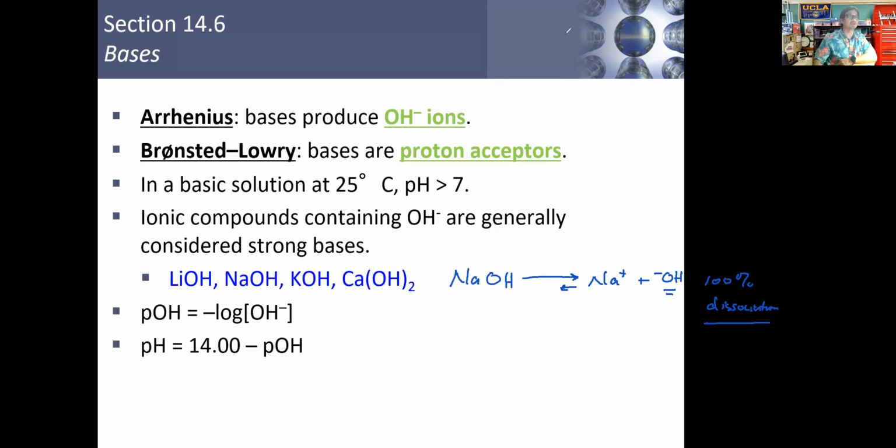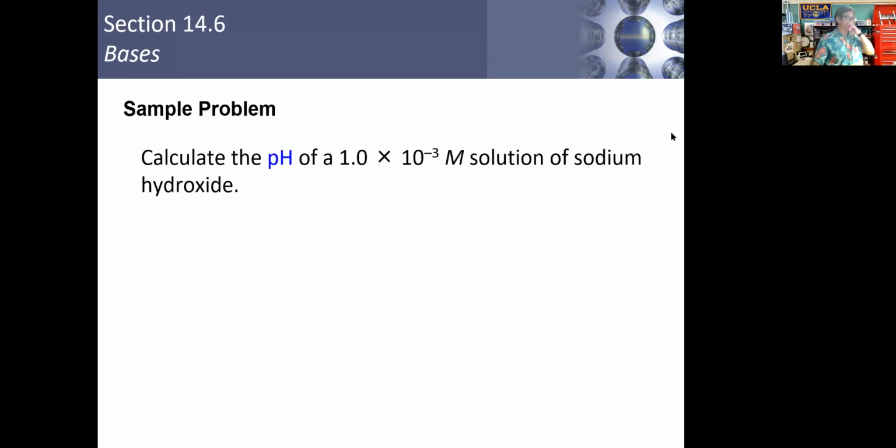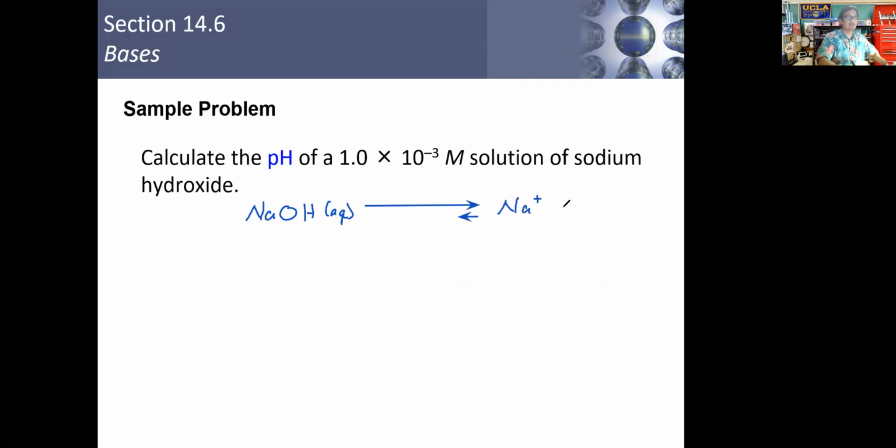So let's do a quick calculation involving a strong base. There's our sodium hydroxide. Remember, sodium hydroxide being a strong base means that we get nearly 100% dissociation. What we have to make sure we are clear on here is that the equilibrium will shift far to the right, which means that once sodium hydroxide dissociates, we will have in solution sodium ions and hydroxide ions.